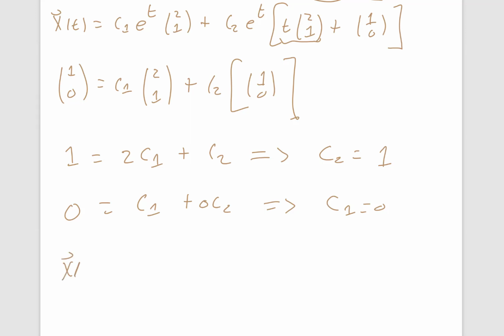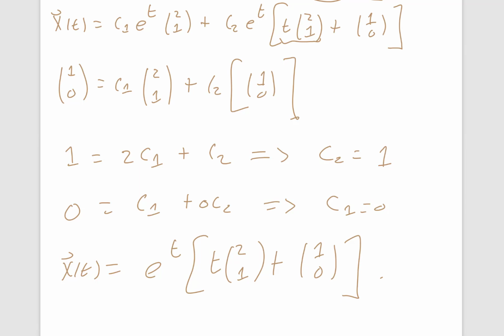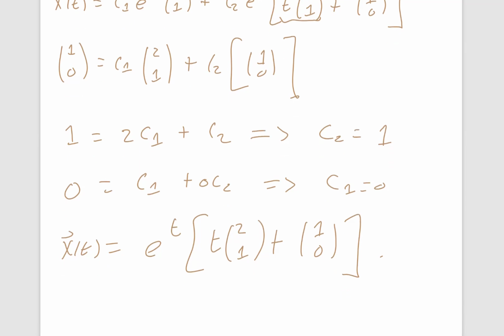And so the solution to this initial value problem is x of t is equal to e to the t times (t times 2, 1 plus 1, 0), like that. And there you have it, two questions in one video.